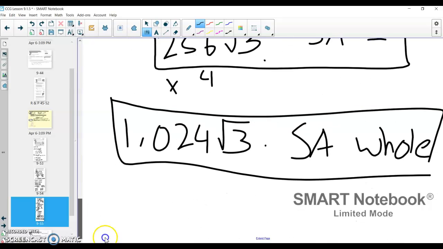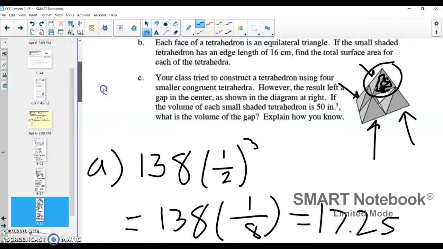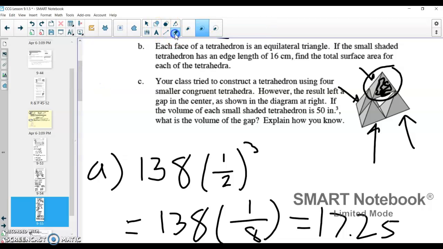All right. Now the last problem is actually kind of short. It's saying that in class, we constructed this tetrahedron using 4 smaller congruent tetrahedrons. However, the result left a gap in the center, as shown in the diagram on the right. They're saying if the volume of each small tetrahedron is 50 inches cubed, what is the volume of the gap?